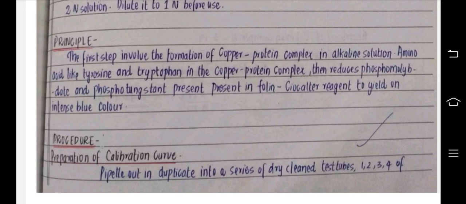The first step involved the formation of copper protein complex in alkaline solution. Amino acids like tyrosine and tryptophan in the copper protein complex then reduce phosphomolybdate and phosphotungstate present in Folin-Ciocalteu reagent to yield an intense blue color.